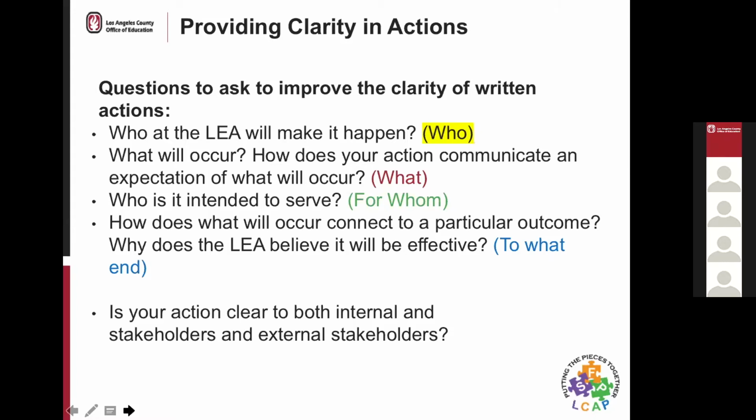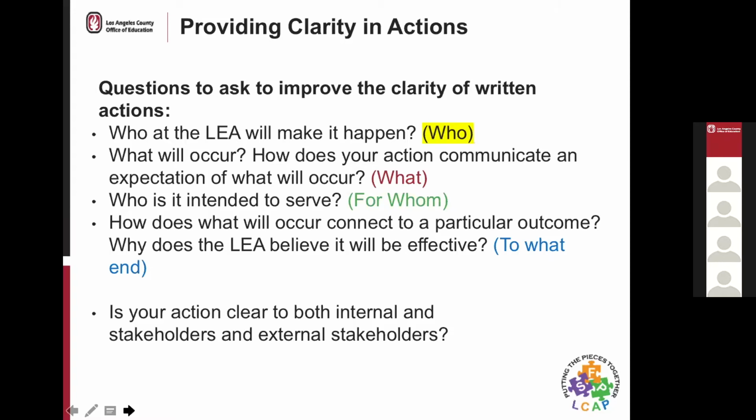who is the action targeting? Is it an action that is going to be targeted towards all students? Or is it an action developed based on the needs of a specific student group? Is it an action developed to address students with a particular need? This part of the sentence frame is critical for actions that are considered contributing to the increased or improved services requirement, which I know that Jeannie will cover in some later slides. But that to whom is another element of this sentence frame.